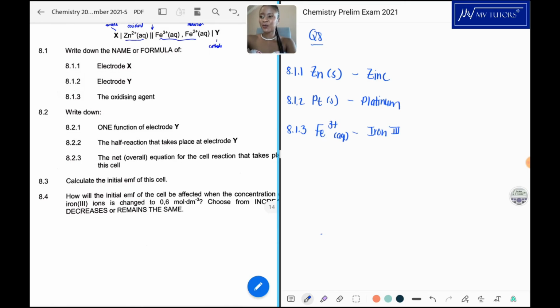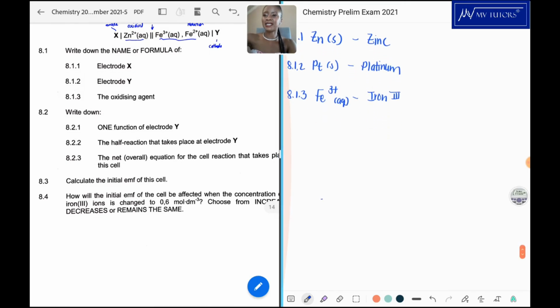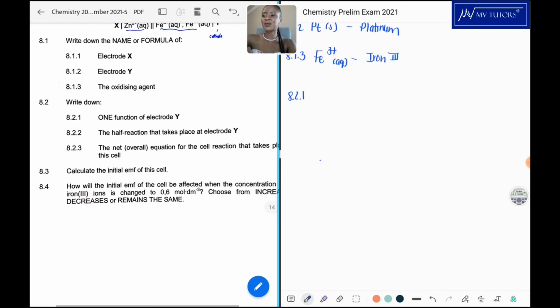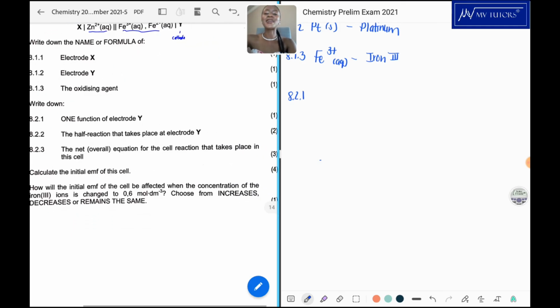So for 8.2.1, let me just also go a bit up. Write down one function of electrode Y. So what is the function of platinum in this case? Well, basically, if you look at your galvanic cell, how many marks is this? 1 mark. Okay, so the short of it is it allows electrons to flow through. So it's like a conductor.